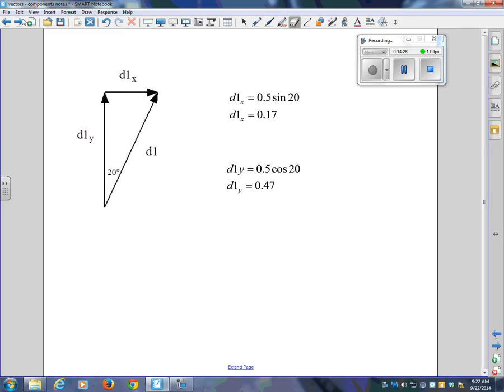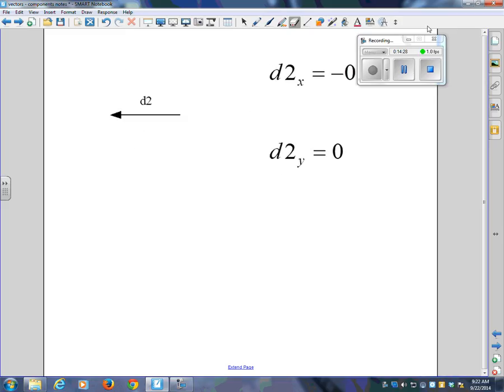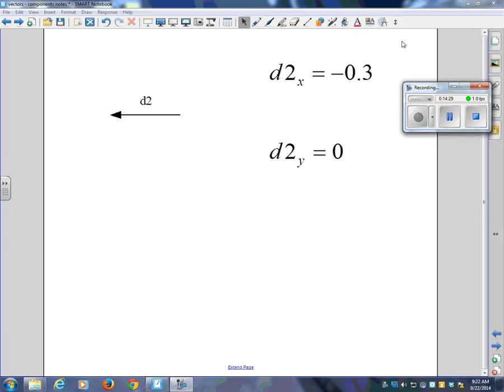Okay. Now I'm going to do the next one. Now the next one is simple. D2 is in fact straight to the left, right? It's in fact 0.3 kilometers west. Okay, and I do this for a reason. The d2x is automatically minus 0.3.